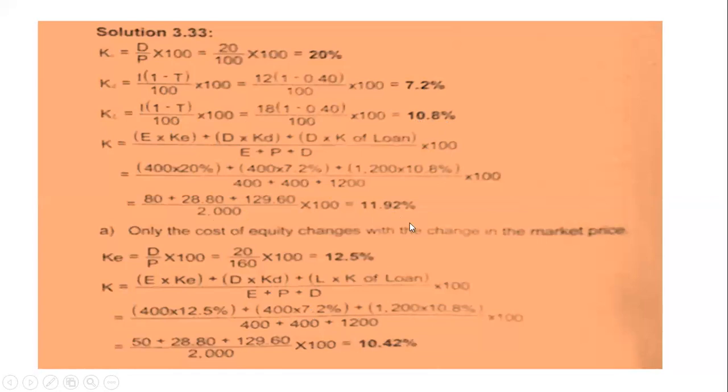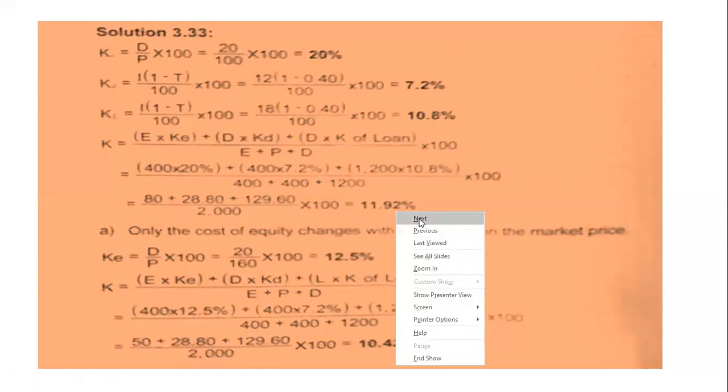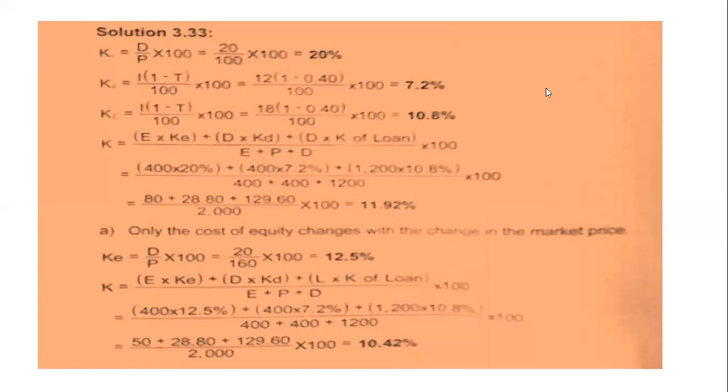But what we have to do is, here we have already got the answer for premise C, that is circumstance C. But what we have to check is what if there is no effect of income tax on cost of debt and cost of loan. So that we have to check now.